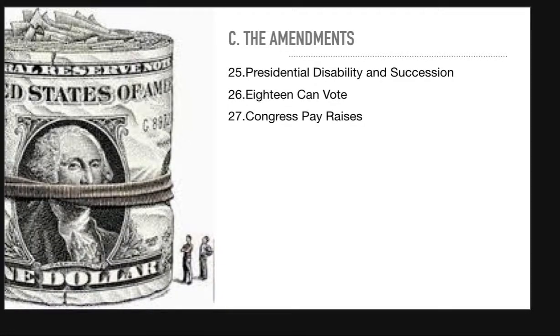And then our last one here is congressional pay raises. And this is one we've already talked about to some extent, that sat on the books for a long, long time, almost 200 years. Congress is not allowed to raise their own salary while they are still in their current term. So if Congress wants to pay themselves more, they've got to wait until their term expires, they get elected again, and then their new pay raise can go into effect. So it just helps to avoid corruption. It's probably a good idea. But we'll talk a little bit more about congressional pay and congressional responsibilities later.